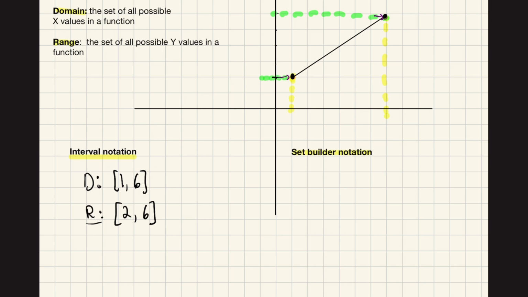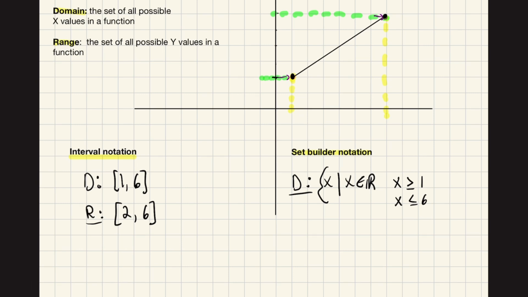Now, if I'm going to write this in set builder notation, for our domain, for all x values such that x is all real numbers, we can see that x has 2 included points. We got the first minimum where x is going to be greater than or equal to 1, and x is less than or equal to 6.